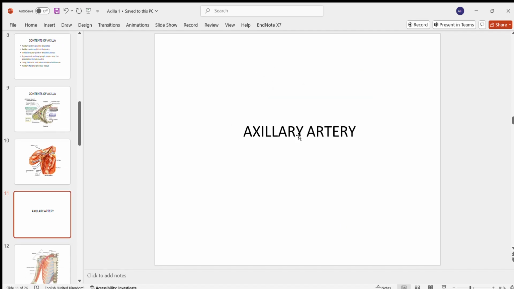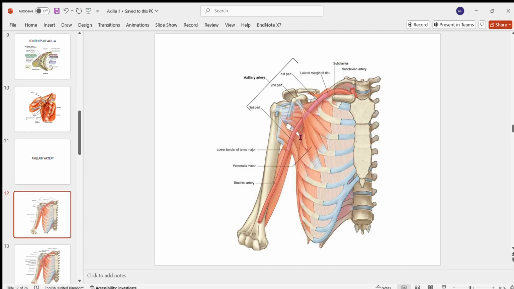Now we'll discuss the axillary artery, one of the main contents of the axilla. This reddish structure is the axillary artery. It is a continuation of the subclavian artery. At the level of the outer border of the first rib, the subclavian artery is named axillary artery, till the lower border of teres major muscle, from where onwards it becomes the brachial artery. So we are going to discuss this part of the axillary artery between the outer border of the first rib and the lower part of the teres major muscle.